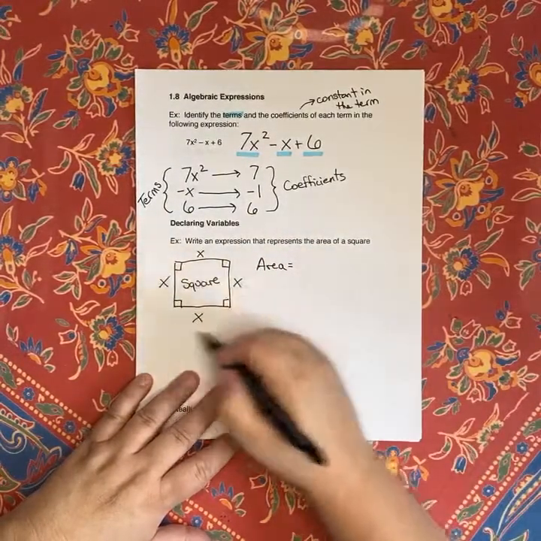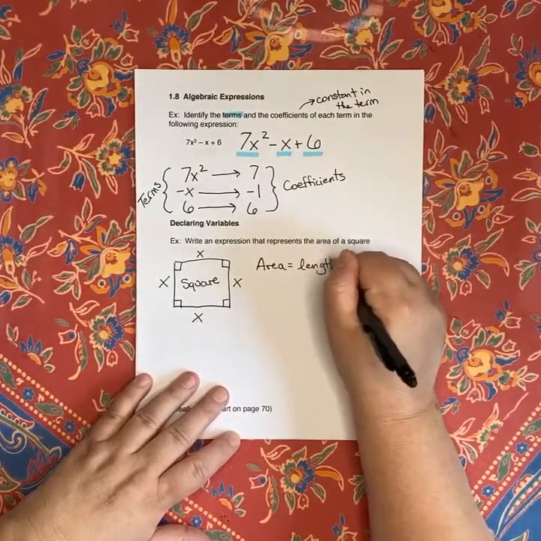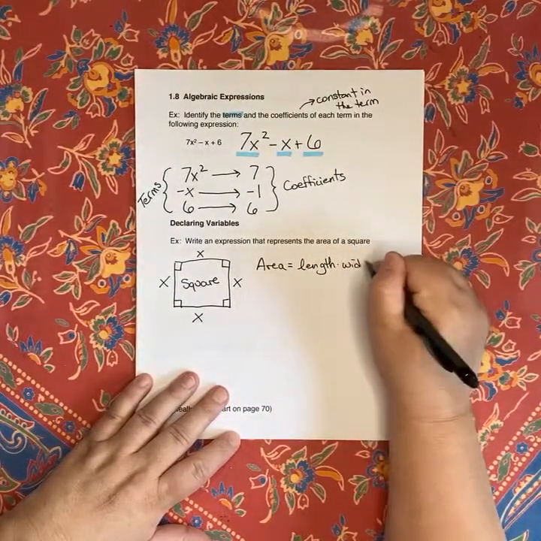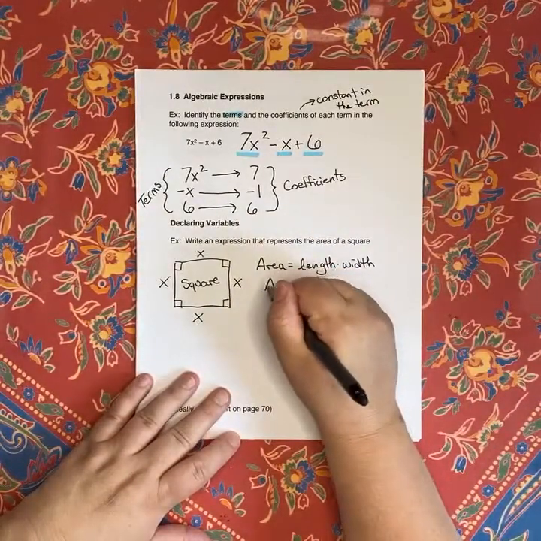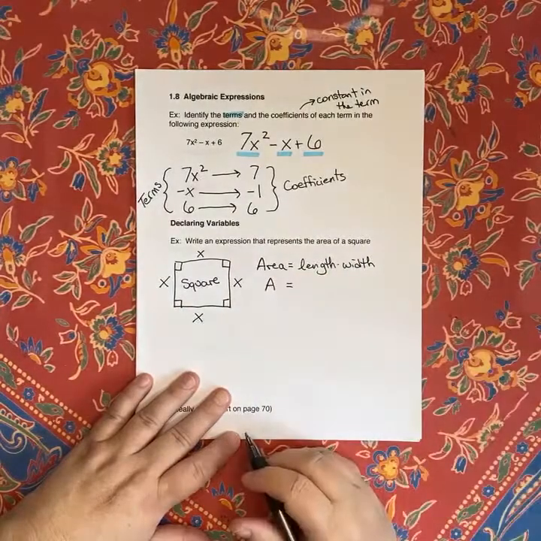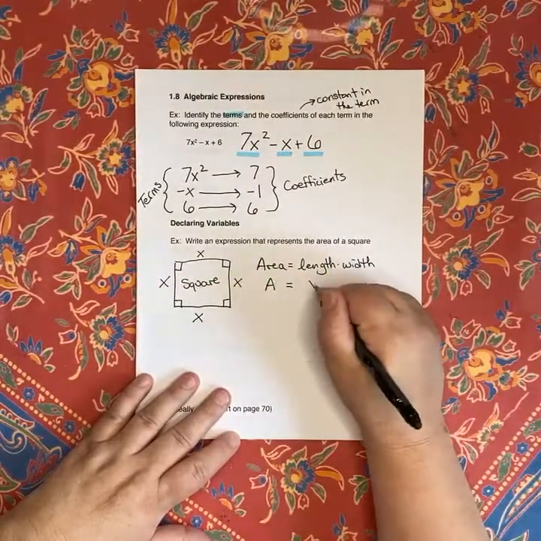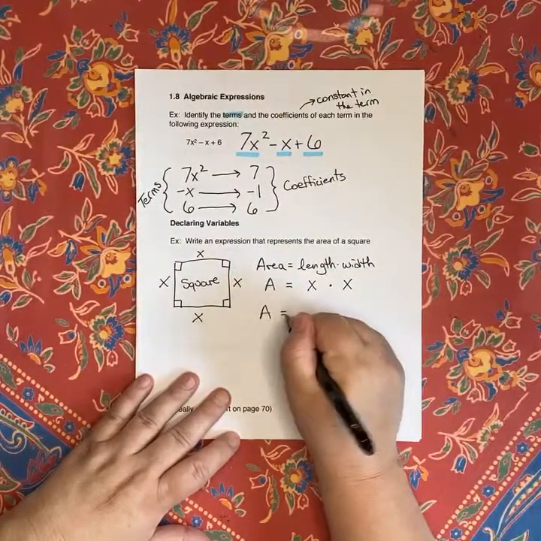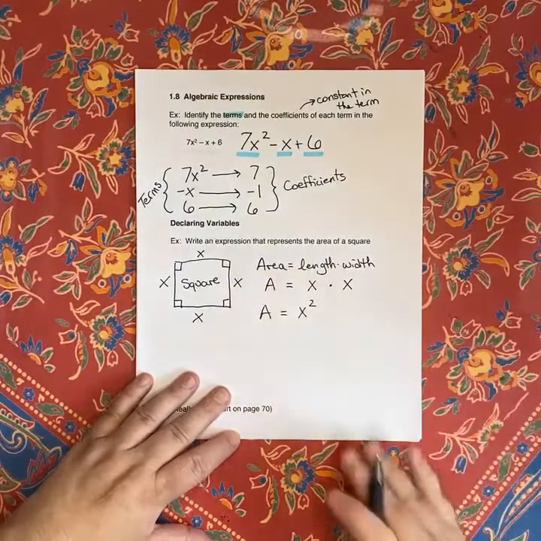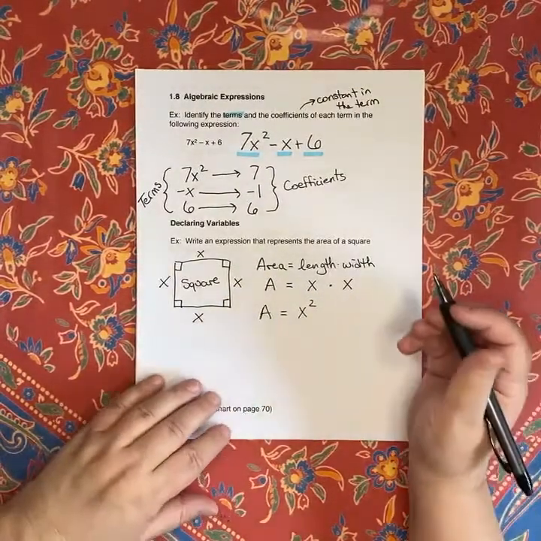Now I know with a square, the area is the length times the width. And so A equals the length, which in a square it does not matter which is which, so x, and the width, which is also x. So A equals x squared. Now, I've done that. Yay!